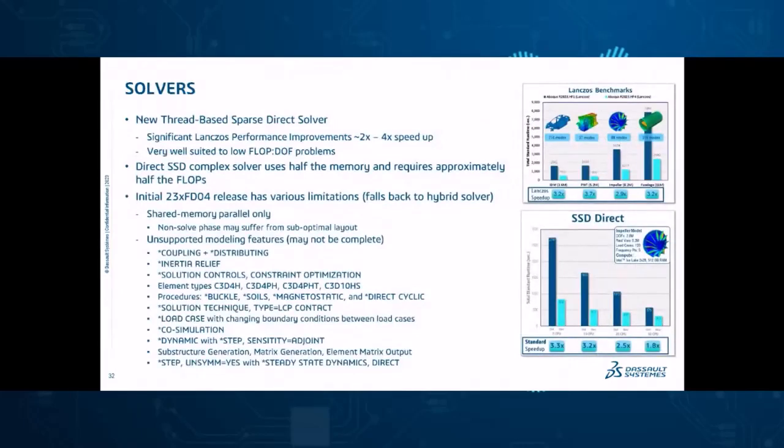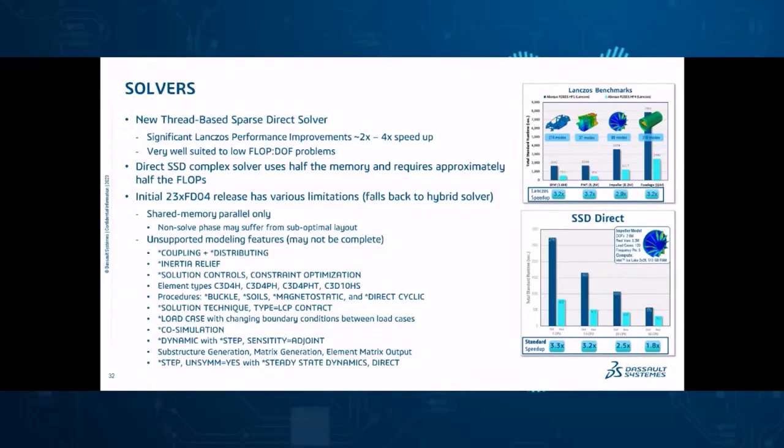There's a new thread-based sparse direct solver. I think it's fair to say that the majority of jobs that use Abaqus Standard will use the sparse direct solver. And purely just looking at it from a solver point of view, this new thread-based implementation is much more performant than the existing solution. The biggest improvements so far are coming from Lanczos solves and from steady-state dynamics problems. And it's very well suited to low floating point to degrees of freedom ratio problems. And I'll touch on that ratio in the upcoming slides.